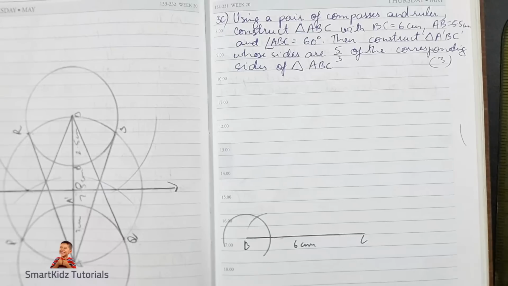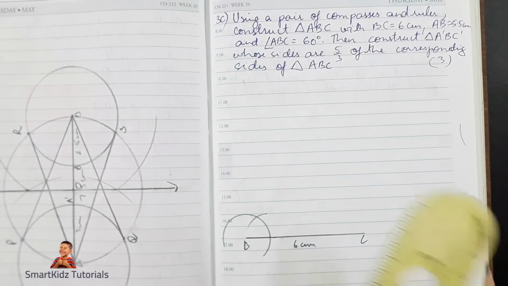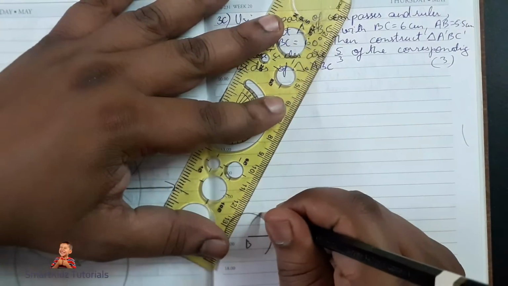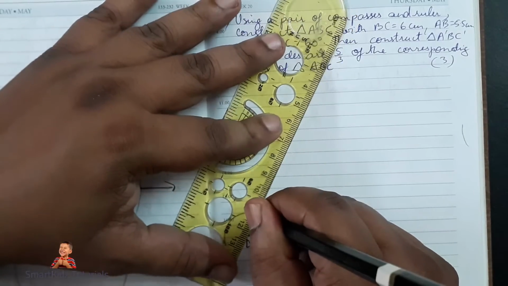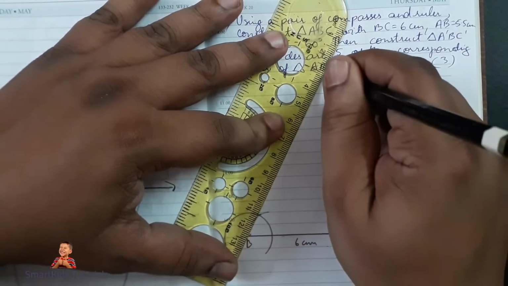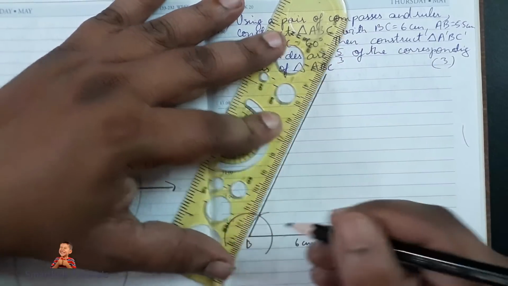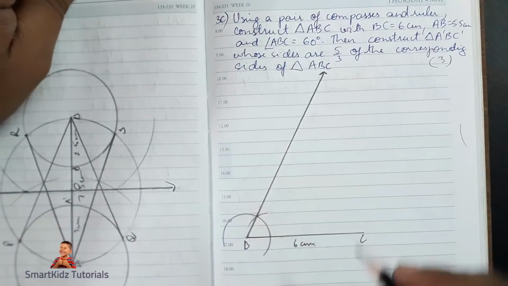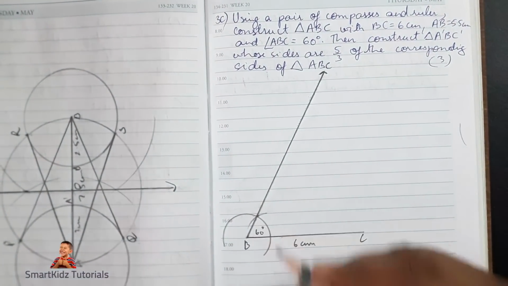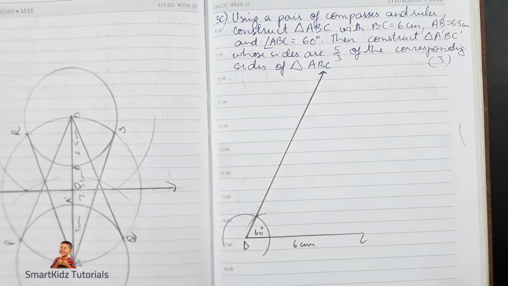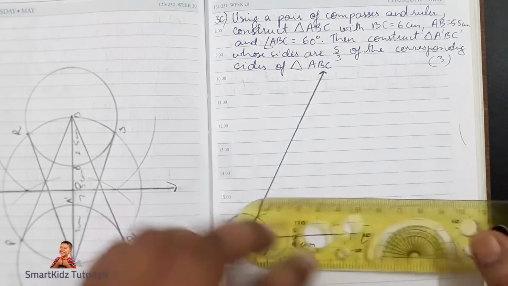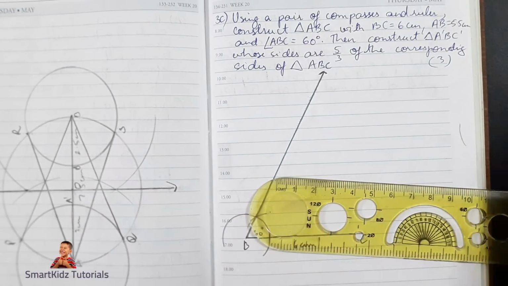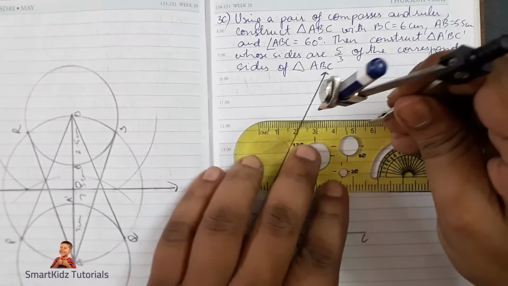Okay, cut dark. Now we draw a line. So that is 60 degrees. Okay. Next, we are told AB is 5.5 centimeters. So we cut the arc over here. We'll get 5.5 centimeter. So if we have a look.